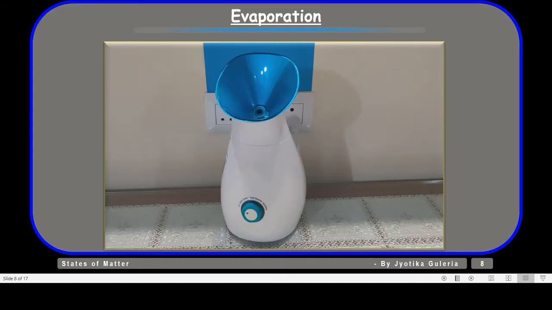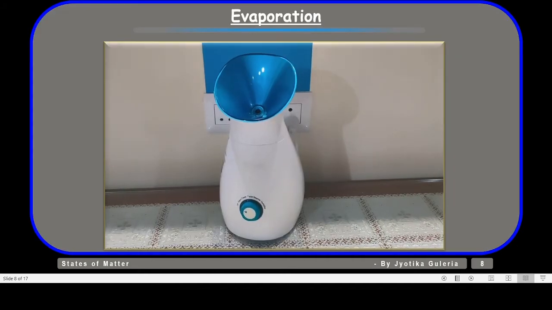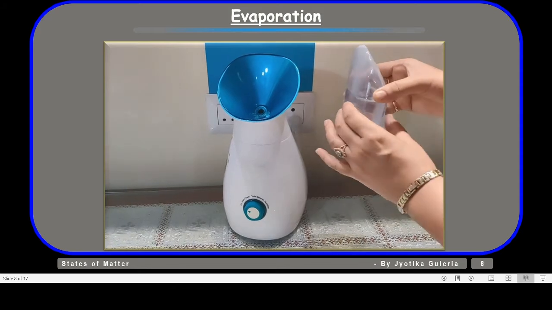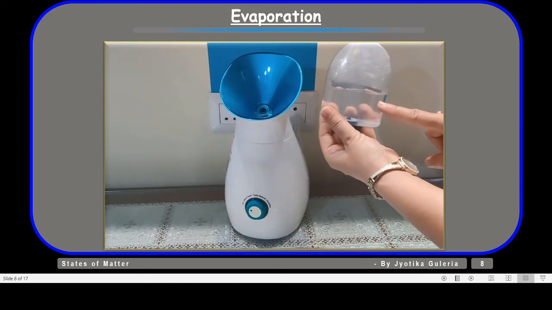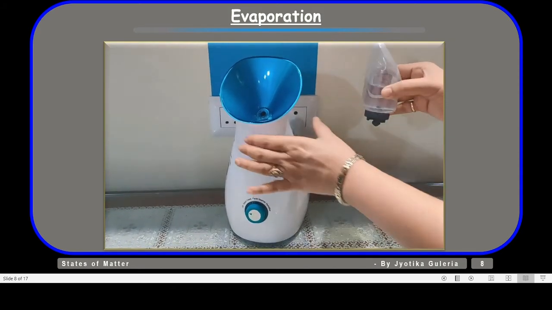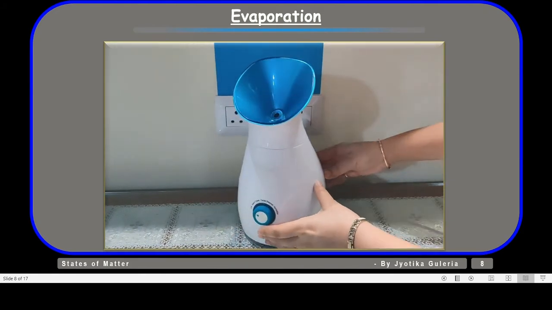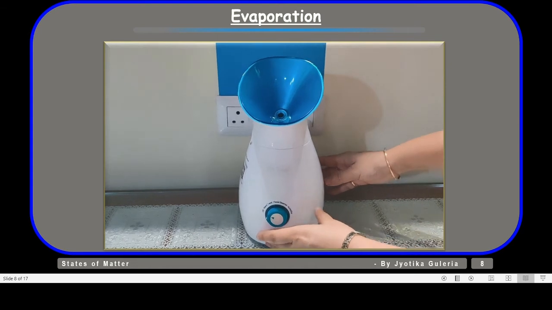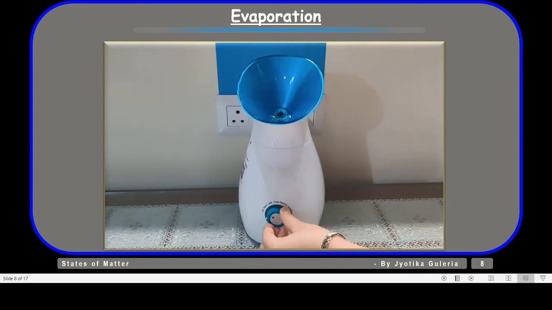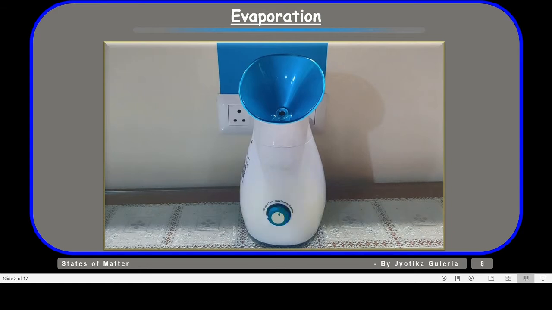So for demonstration, we have this steam inhaler with us. This is the jar of the steam inhaler wherein I have put some water, and now I am going to fix it in the inhaler. Now we know that evaporation takes place on heating. So for heating the water, I'll simply switch on the steam inhaler.